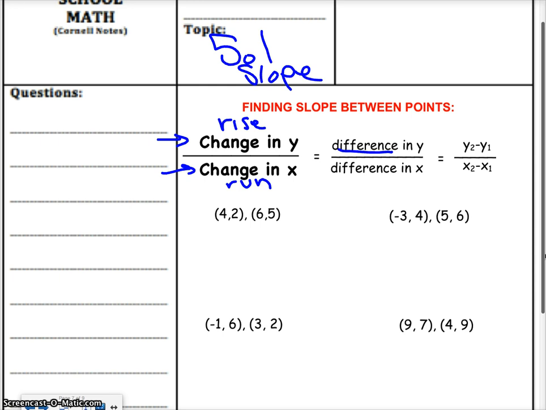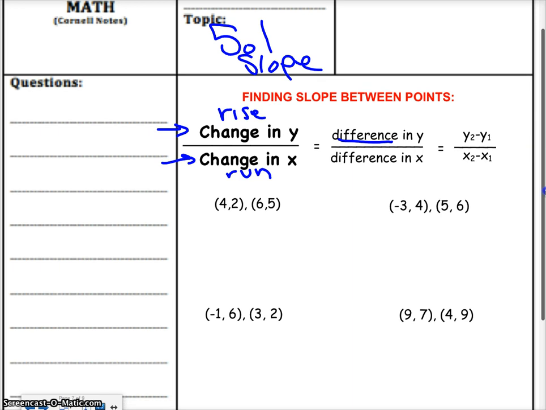How do you take the difference? Second y, take away the first y. And this is how you say it. It's kind of fun to say. y of 2 minus y of 1. Second y minus first y, that's all that means. Over the change in x. How do you calculate change in x? Well, change is the difference, and difference is x of 2 minus x of 1, which means second x, take away the first x. Okay?